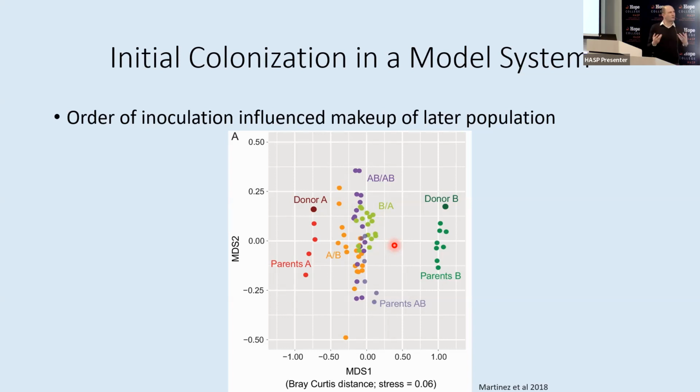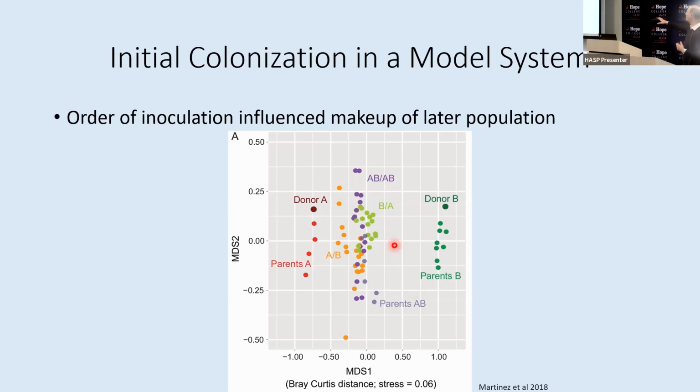And that's because we have to remember the microbes are interacting with each other. They're competing with each other for nutrients. They're competing with each other for space. So the ones that get there first may have an advantage. And it may be harder then for the next population to become established.